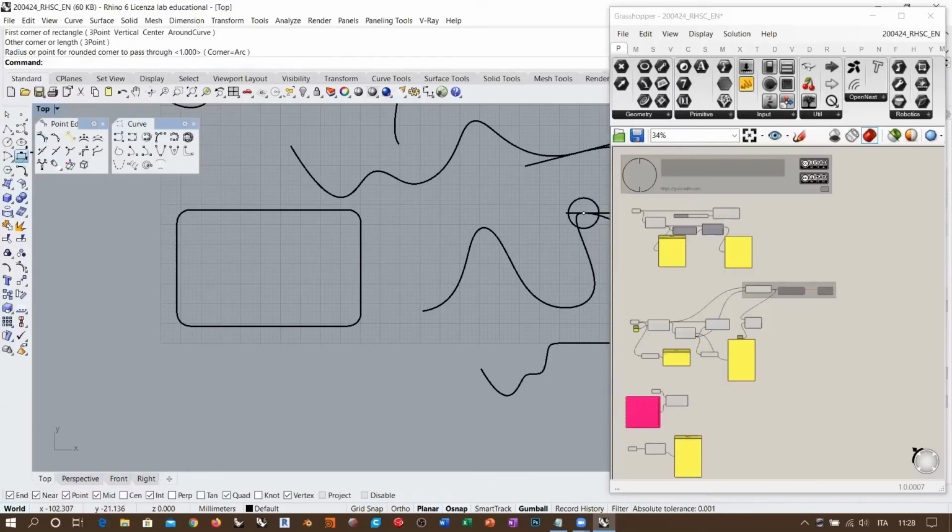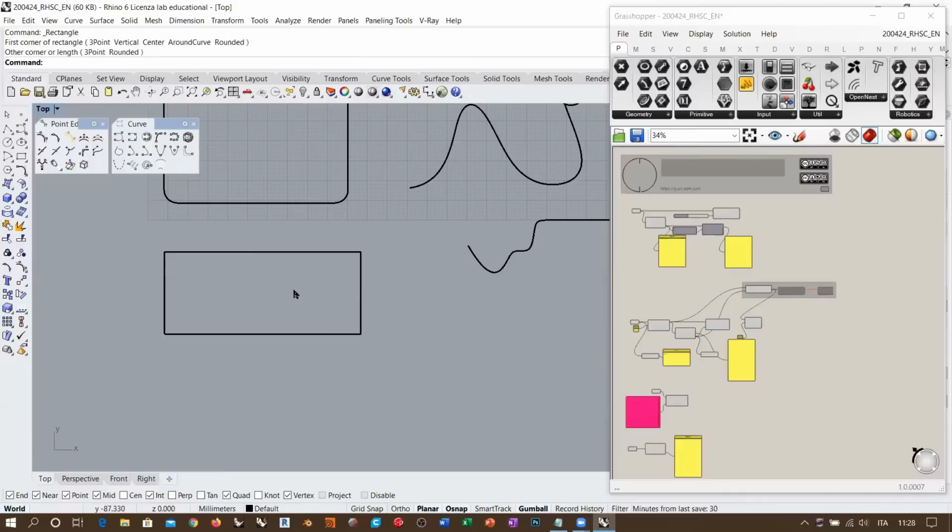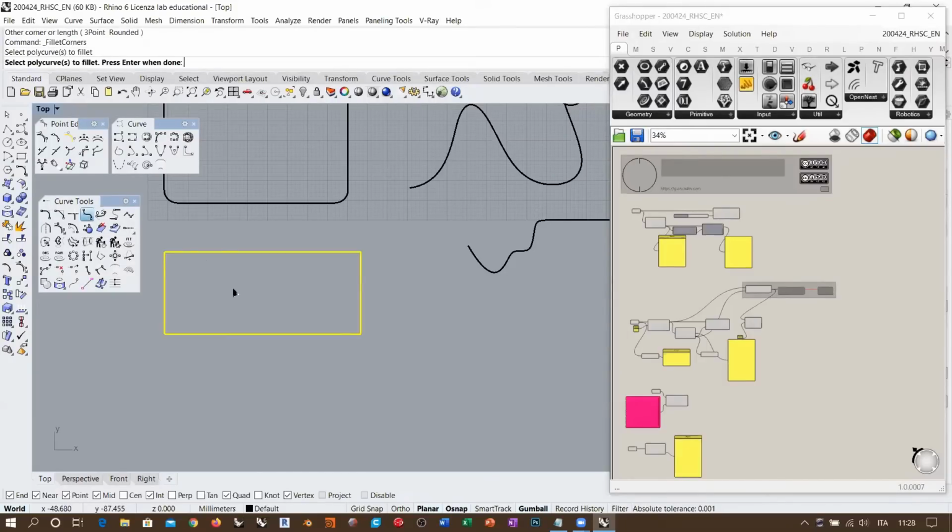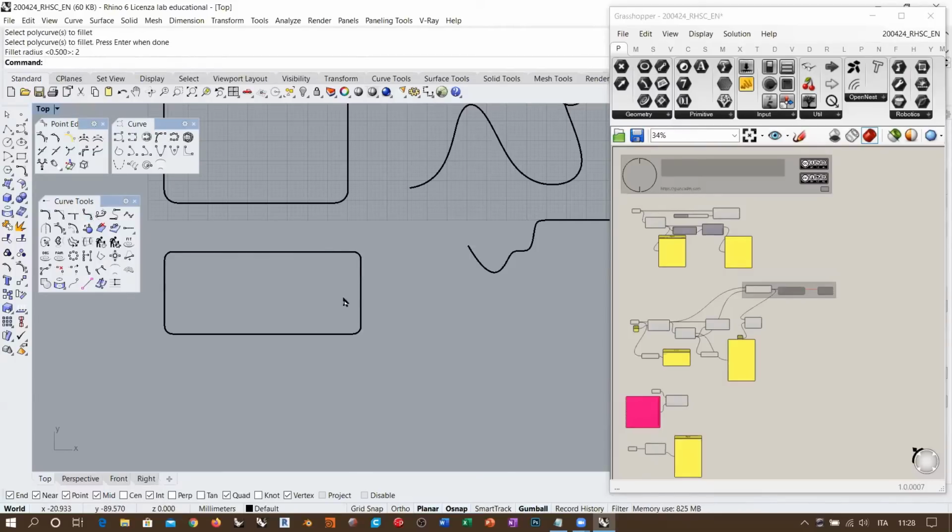Or you can create the rectangle like this, and then you can use the fillets. There is a fillet for a specific vertex, or a fillet corners that allows you to fillet all the vertices of a polyline, which is basically the same. And I can fillet this with, I don't know, a radius of 2, and I am rounding all the corners at once with the same radius, which is something that is very useful in mechanical design, for example.